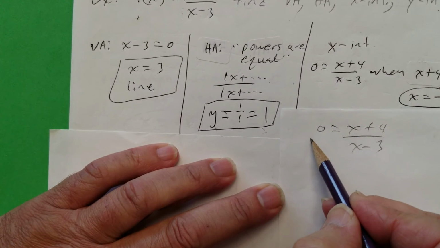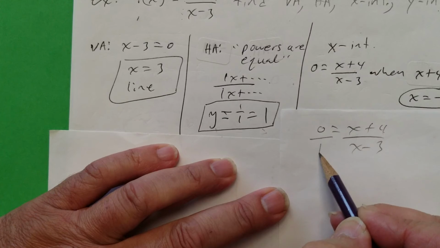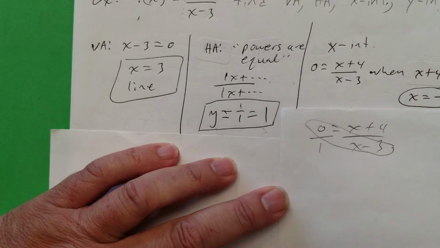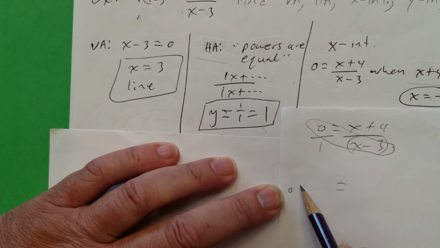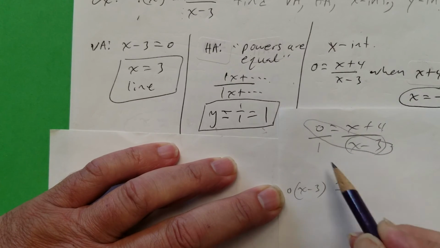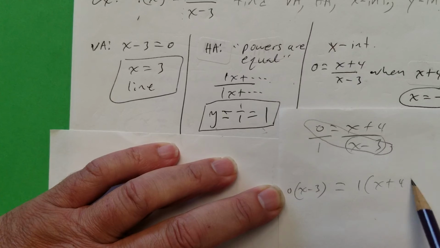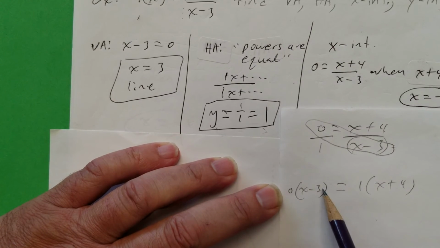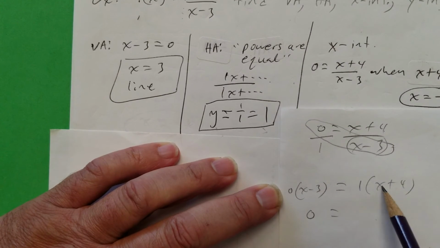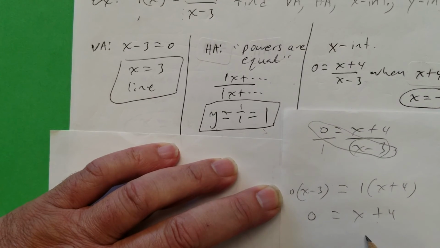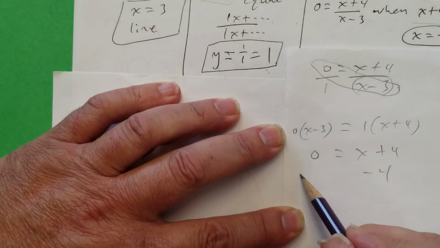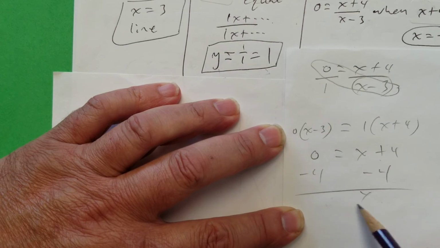So if I put a 1 here, I cross multiply: 0 times x minus 3, 1 times x plus 4. So this goes away. 0 times anything is 0. 1 times x is x. 1 times 4 is 4. Minus 4, minus 4. And there you go. X is equal to negative 4.